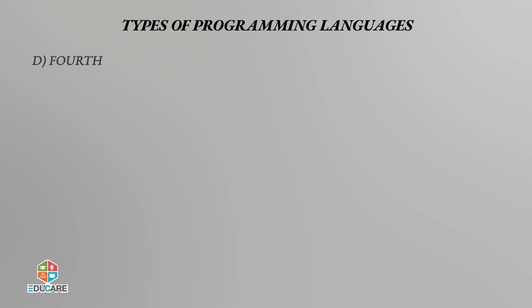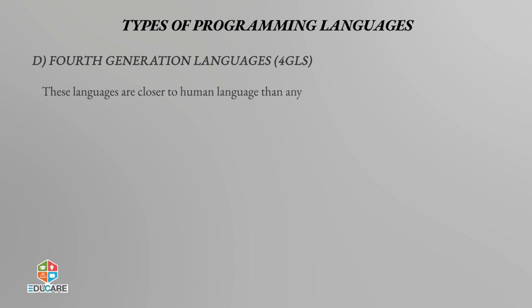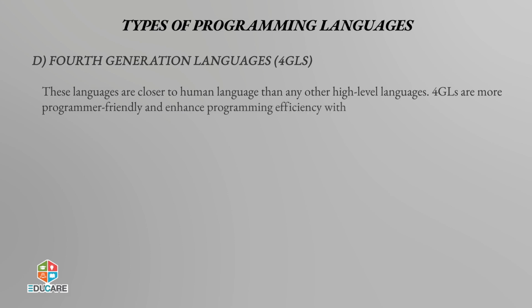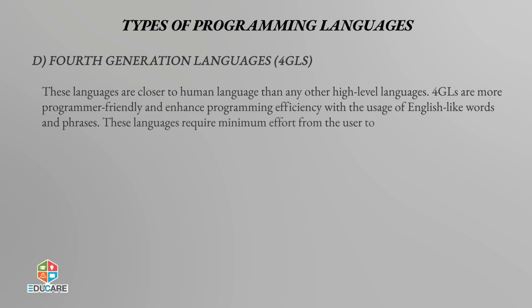Fourth-generation languages, 4GLs. These languages are closer to human language than any other high-level languages. 4GLs are more programmer-friendly and enhance programming efficiency with the usage of English-like words and phrases. These languages require minimum effort from the user to obtain information. SQL, Nomad are examples of fourth-generation languages.